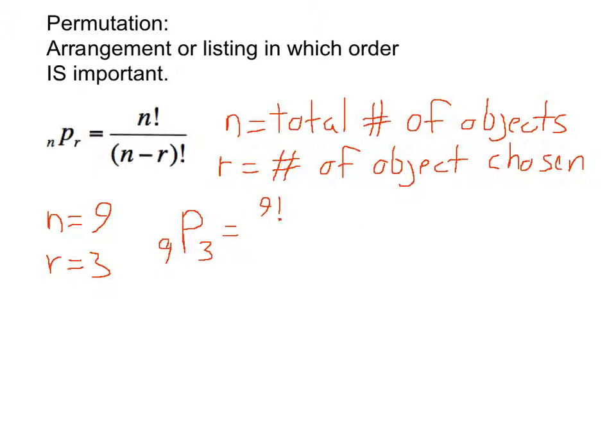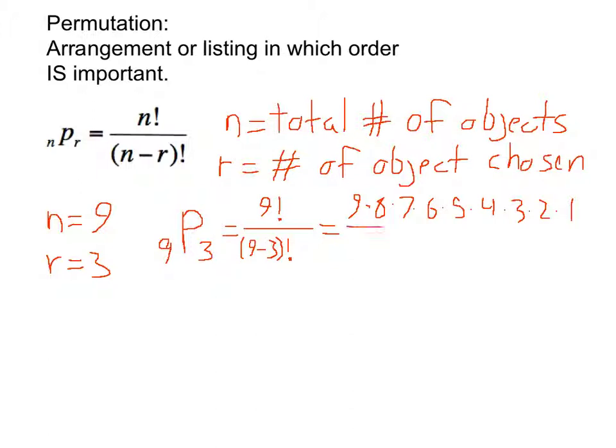Yes, it does mean I'm excited, but it also means factorial, which if you don't know what that means, we'll discuss in just one second. So 9 factorial over, in parentheses, 9 minus 3, factorial. Now the factorial, the exclamation point, means 9 times 8 times 7 times 6 times 5 times 4 times 3 times 2 times 1. Yeah, fit it all in.